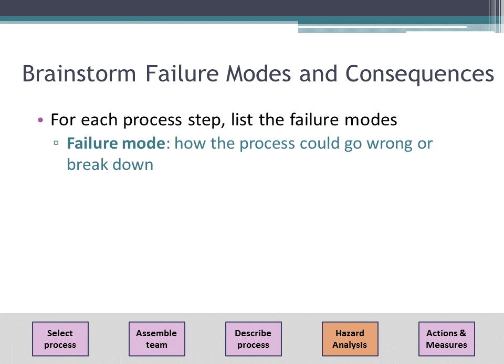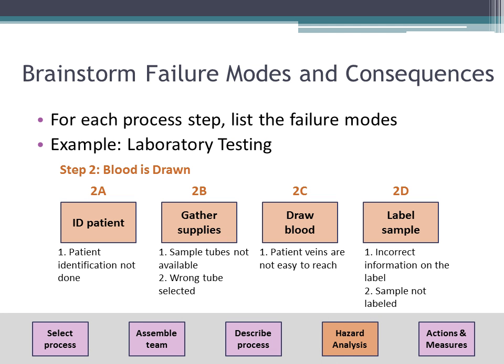Step 4 of FMEA is to conduct the hazard analysis. The first part of that is brainstorming failure modes. This is where we ask what could go wrong. We list out the failure modes in each step of the process that we just mapped out. So here's that sub-process again that we're analyzing. For each step, we list potential ways the step could go wrong. These are the failure modes.